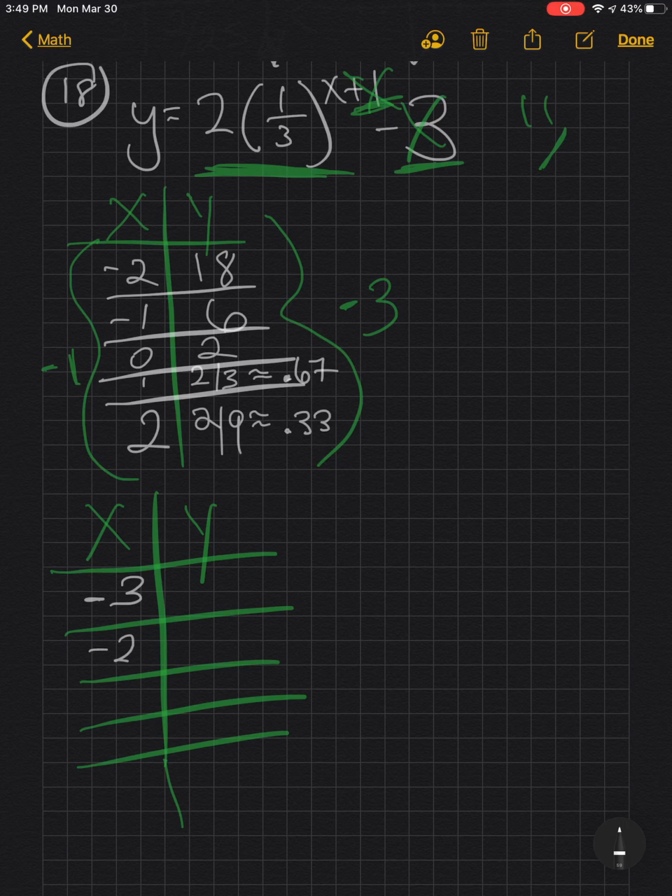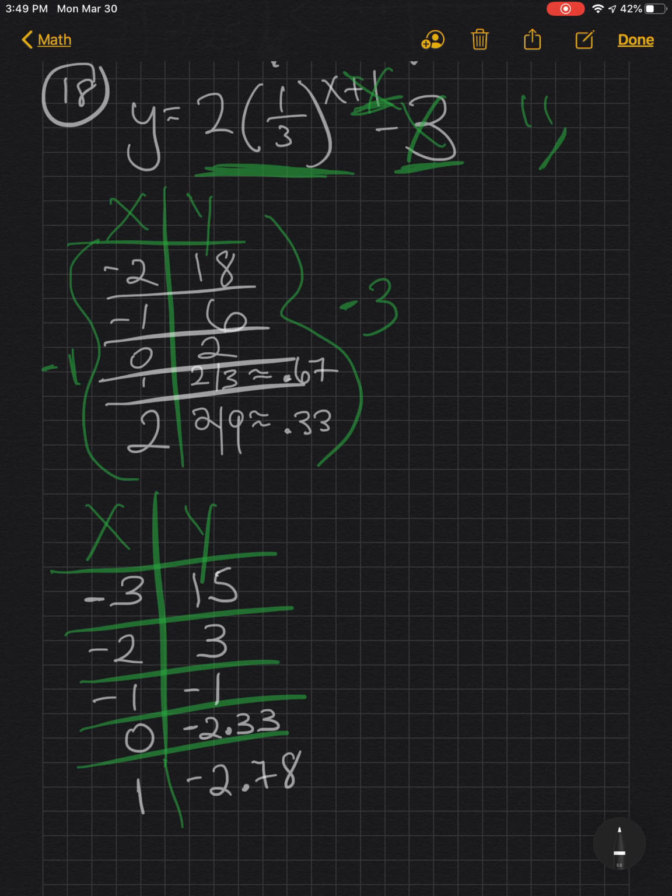-2 minus 1, that's -3. -2, 0 minus 1 is -1. 1 minus 1, 0. 2 minus 1, 1. Now that we subtract 3, that's going to give us 15. That's going to give us 3. -1. Now, careful. If you used the decimal 0.67, you'd subtract 3, you get approximately -2.33, right? And then if you subtract 3 from 0.33, you should have received -2.78, approximately, right? Okay, so now we are done.